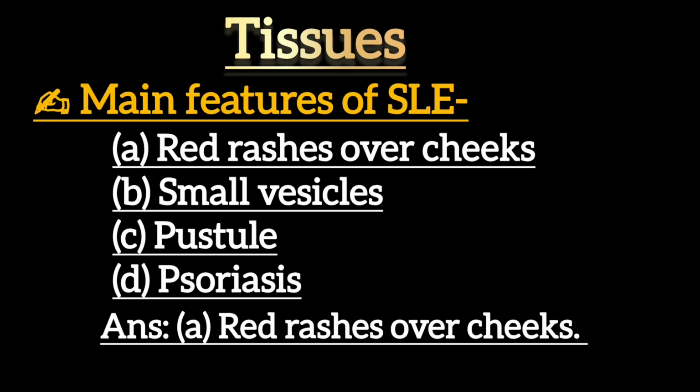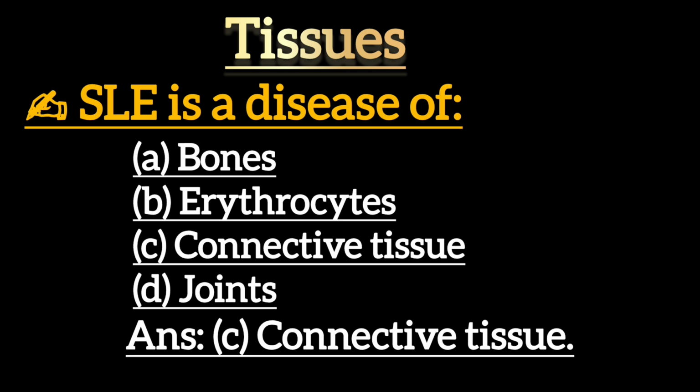Next one is main features of SLE. Option A, red rashes over cheeks. Option B, small vesicles. Option C, pustules. Option D, psoriasis. Correct answer is option A, red rashes over cheeks. Next one is SLE is a disease of option A, bones. Option B, erythrocytes. Option C, connective tissue. Option D, joints. Correct answer is option C, connective tissue.